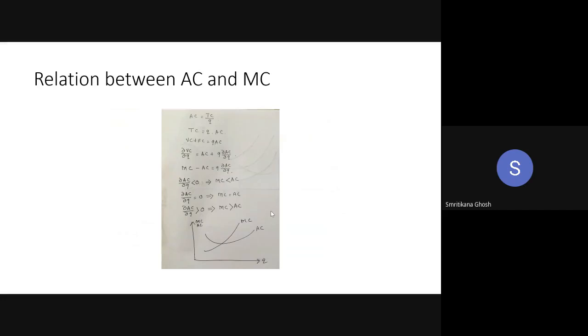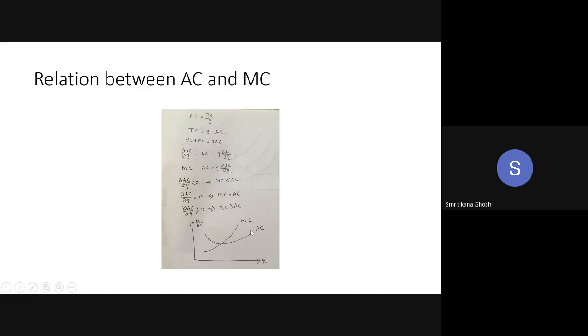Initially your average cost curve is falling, so del AC del Q is less than 0. And if your right hand side is less than 0, your left hand side should be less than 0. That means MC is less than AC. Okay, so MC is less than AC. You have just drawn your AC curve. You know the shape, so you just did it.